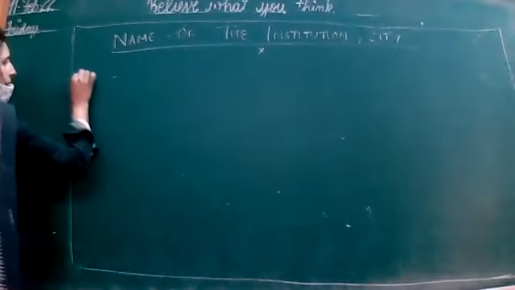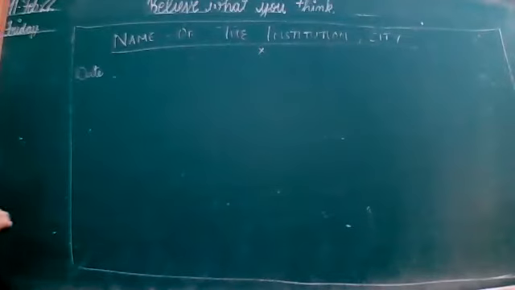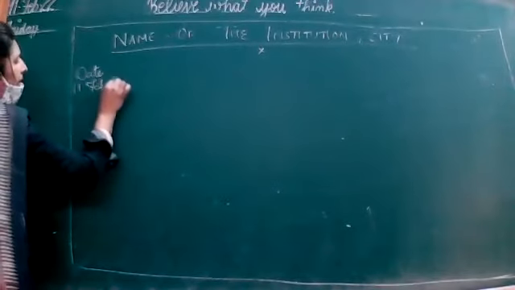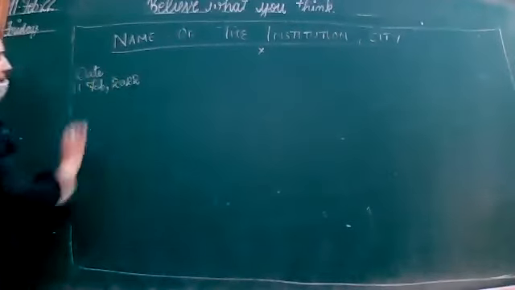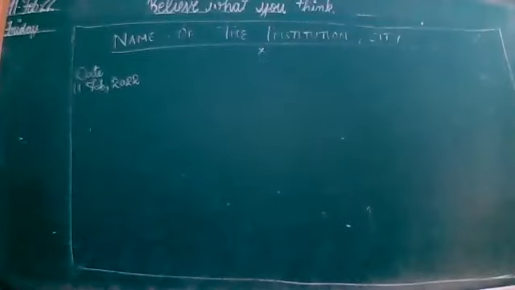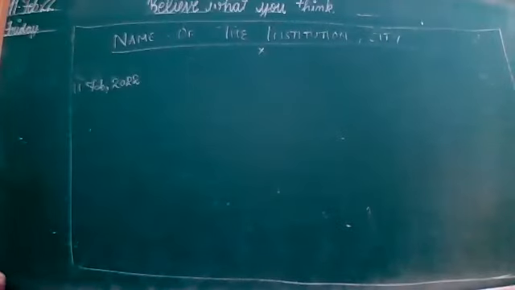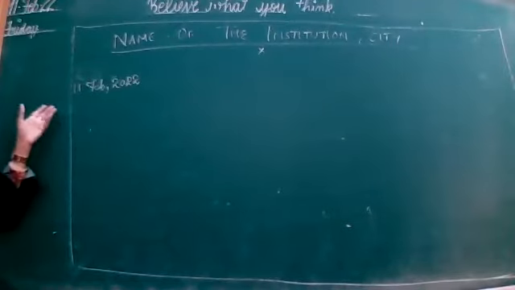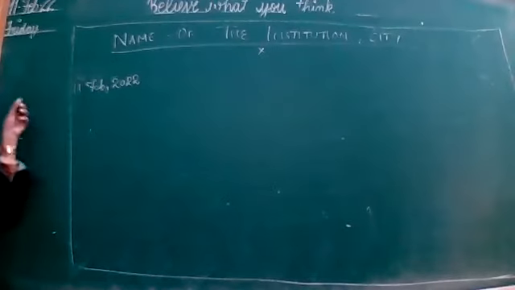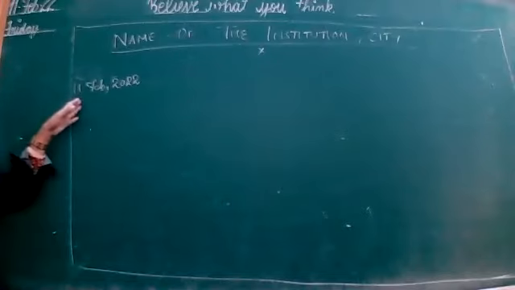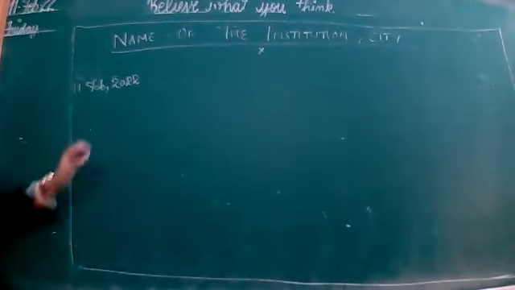On the left-hand side, date. What will be the format? For example, 11 Feb, comma, 2022. Don't write the word date here. When I write date in class, you think you have to write the word date at the top. No, date means you have to mention the date. Date means only the date, not the word date.